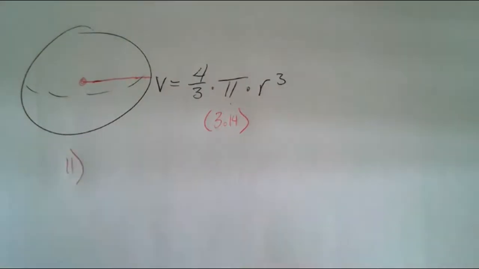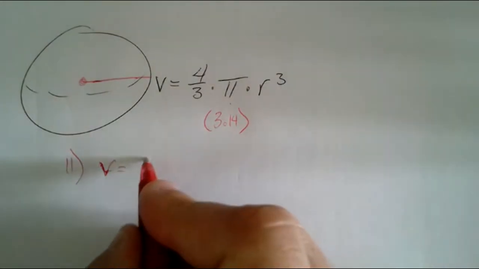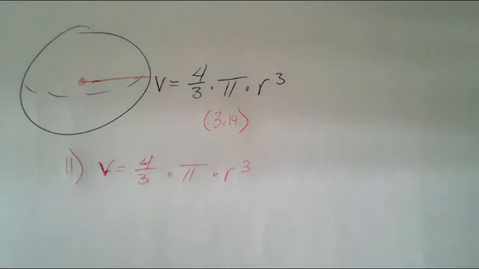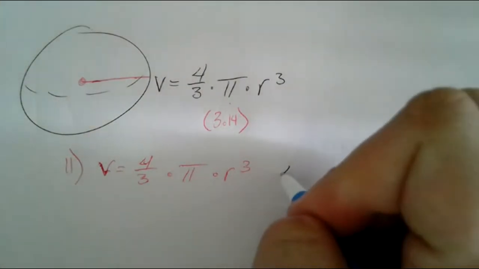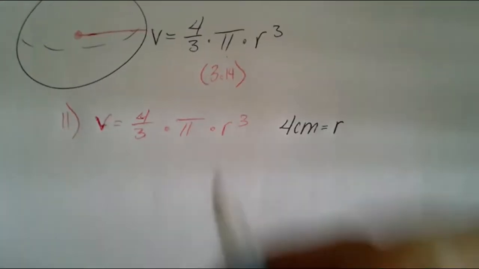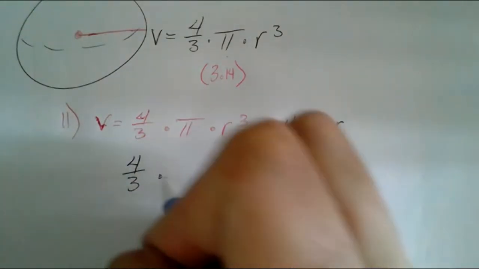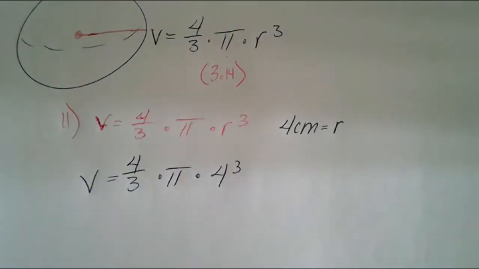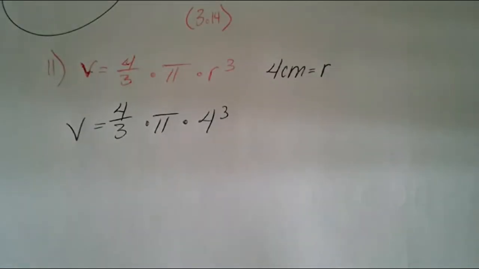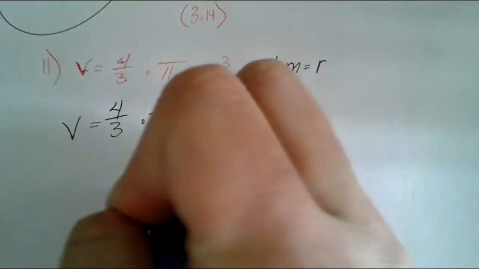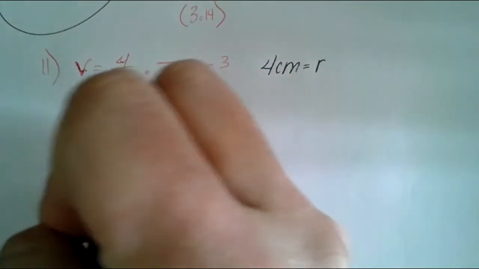But we're going to look at number 11. Volume equals 4/3 times pi times the radius to the third. I'm writing the formulas down. In number 11, they say that 4 centimeters is equal to the radius. Plug it in: 4/3 times pi times 4 cubed. This is my volume. I've got to do 4 cubed, which is really 4 times 4 times 4. 4 to the 3rd is 64. Bring down the pi, bring down the 4/3, equals the volume.